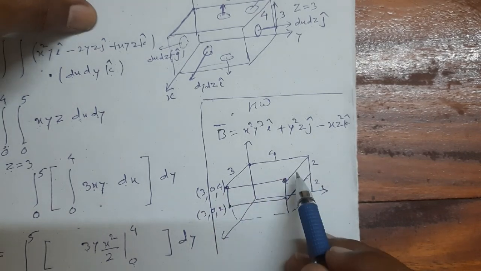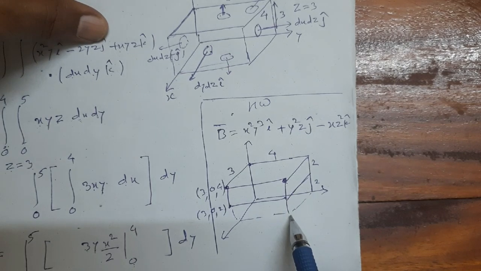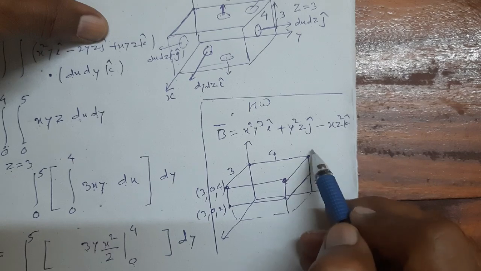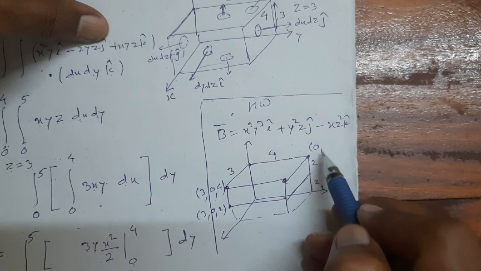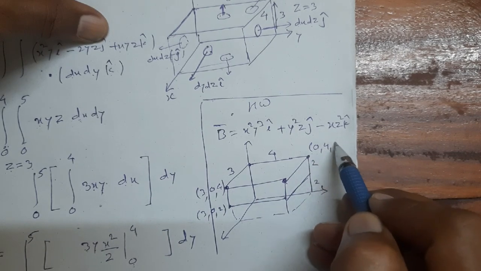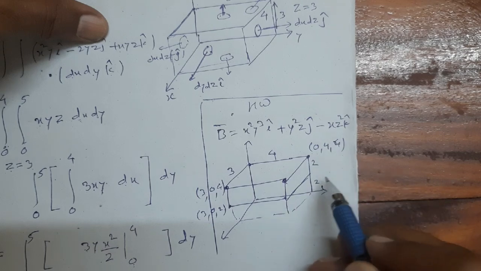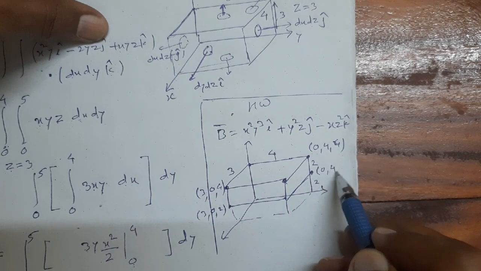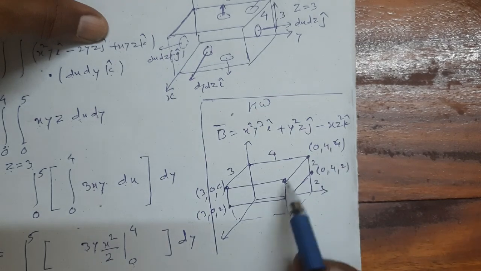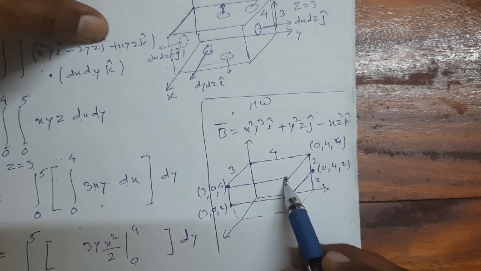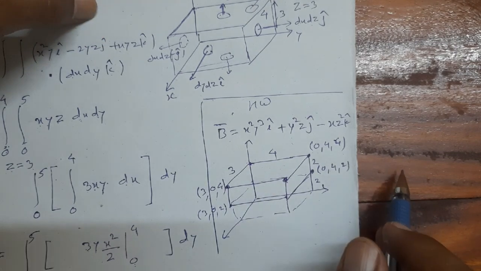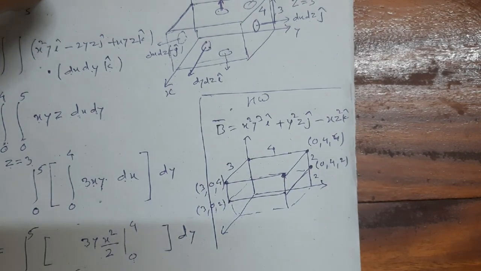That means it is the rectangular box but not kept on the xy plane. It is slightly above it. Coordinate of this point is x equal to 0, y equal to 4, z equal to 4. Coordinate of this point is x equal to 0, y equal to 4, z equal to 2. That means this is the box, it is lifted. You may write the coordinates of all remaining points and you may think about the integration over all the 6 surfaces as a homework. Thank you.